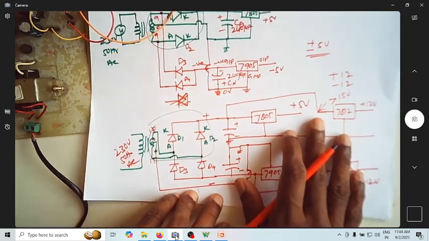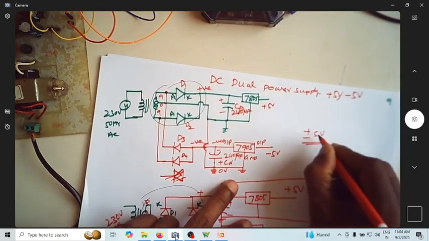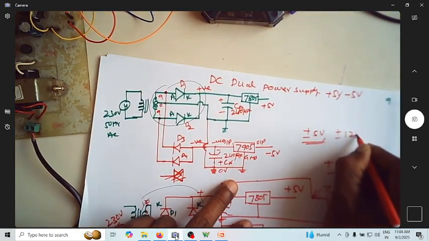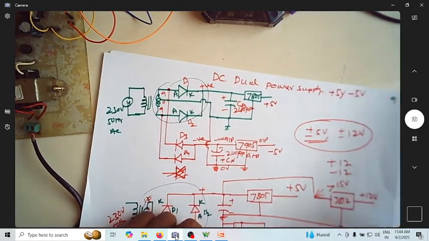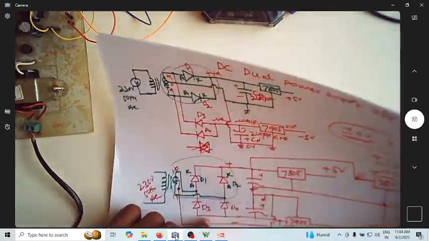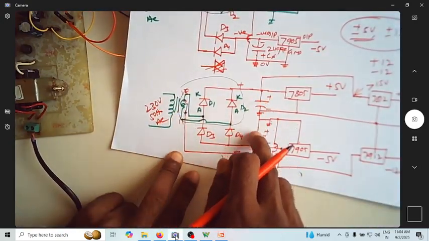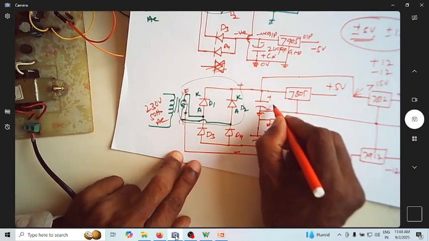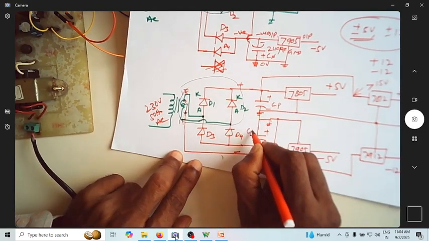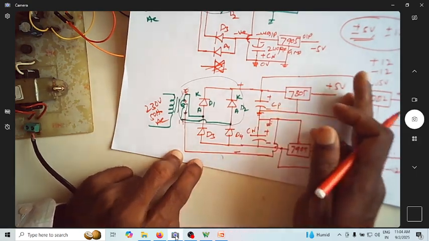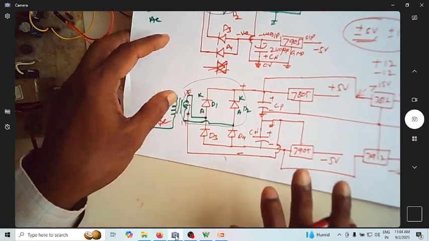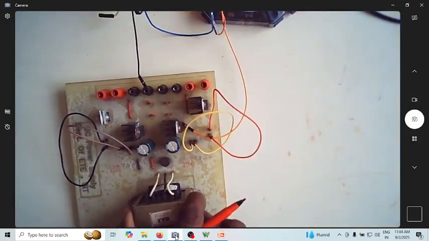So it is possible to realize plus or minus 5 and plus or minus 12 volt simultaneously using a single bridge circuit, using a center tap transformer, and of course using two filter capacitors. This is for C positive, this is for C negative, to get positive voltage and negative voltage. The same thing is realized here.